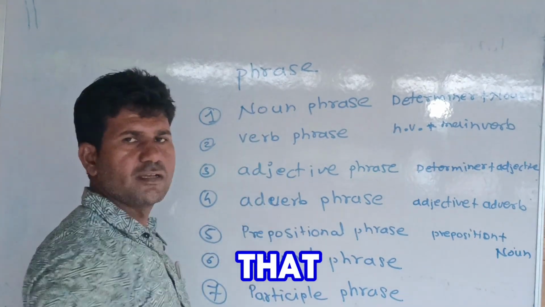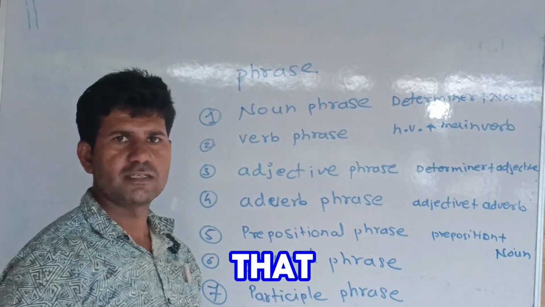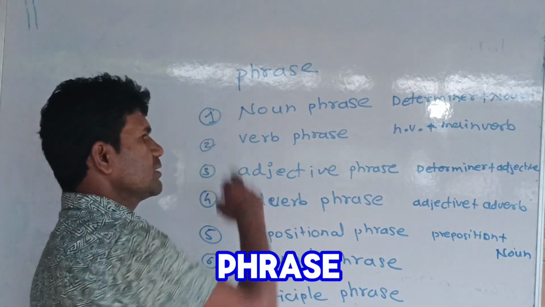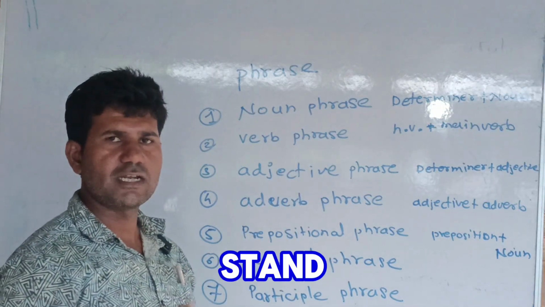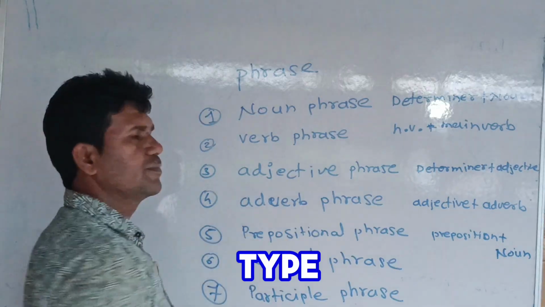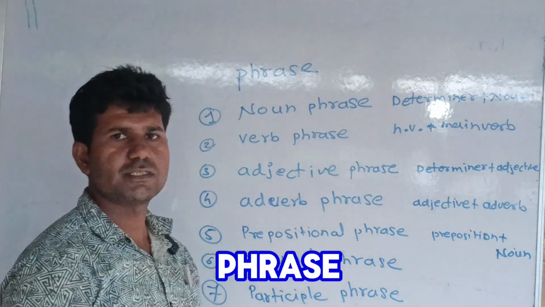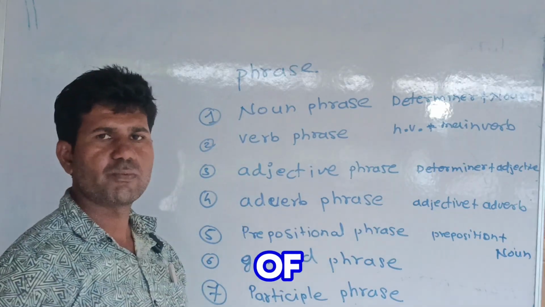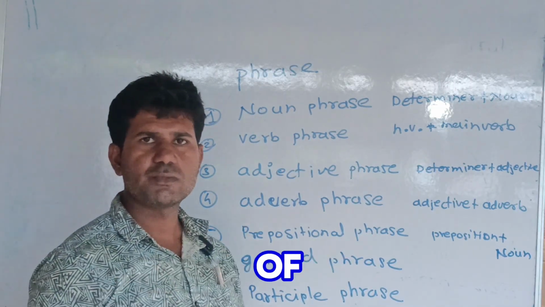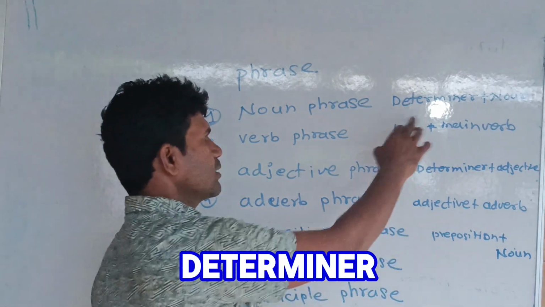We know that a phrase is a group of words that stand as a single part of speech. The first type we have studied is noun phrase. A noun phrase is a group of words that act as a noun, whether it's the object of the sentence or the subject of the sentence. Often it contains a determiner and a noun.